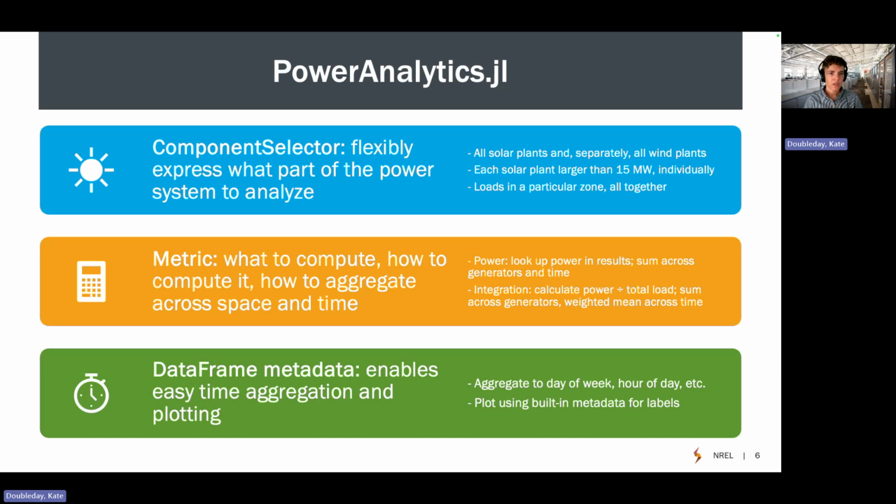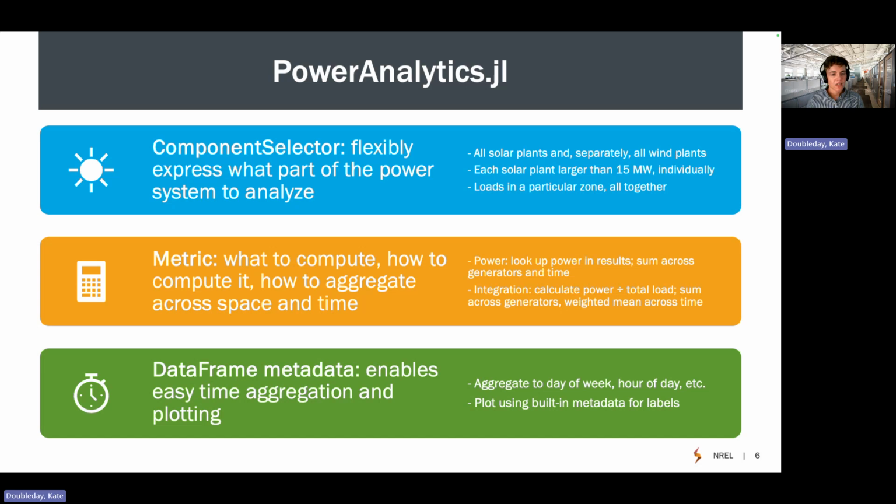Other options with metrics are to do things like different summary statistics. So that could be, I want the sum, I want the mean, I want the weighted mean, I want the minimum. Those are all things that you can define. Once you calculate a metric, it will output a data frame that includes metadata for additional time aggregation and plotting. So that is things like, I'd like to now look at the power output to get the peak across every day of the week or every month of the year.